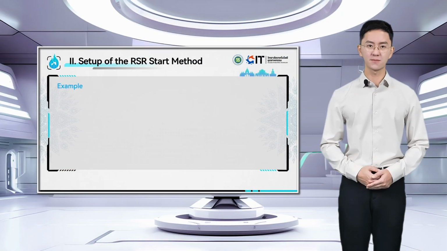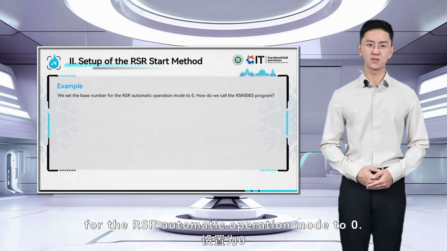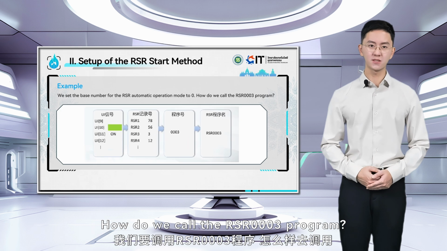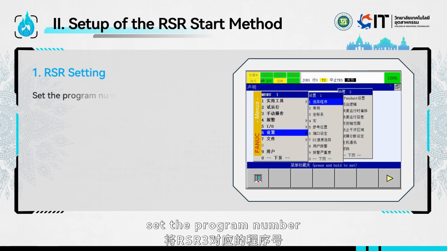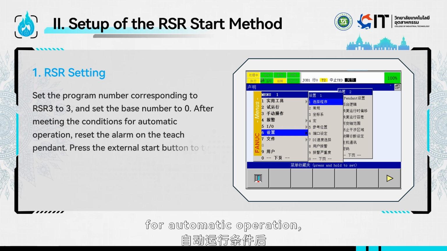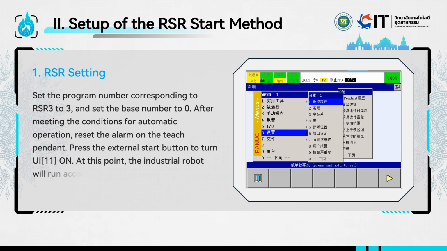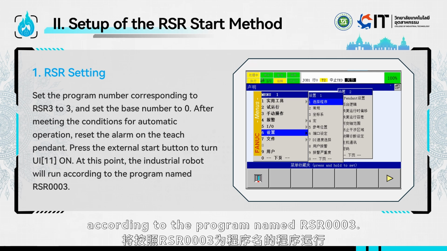Let's look at an example. First, we set the base number for the RSR automatic operation mode to 0. How do we call the RSR0003 program? Enter the RSR setup interface on the teach pendant, set the program number corresponding to RSR3 to 3, and set the base number to 0. After meeting the conditions for automatic operation, reset the alarm on the teach pendant. Press the external start button to turn UI 11 on. At this point, the industrial robot will run according to the program named RSR0003.